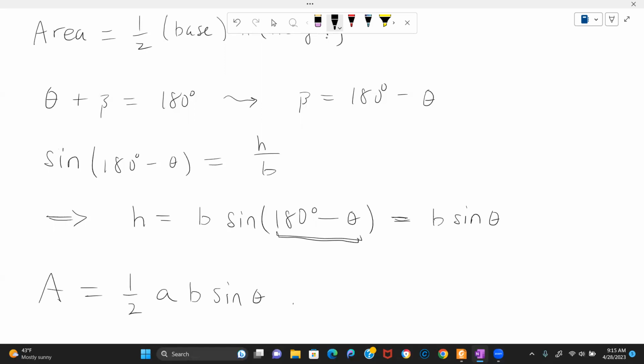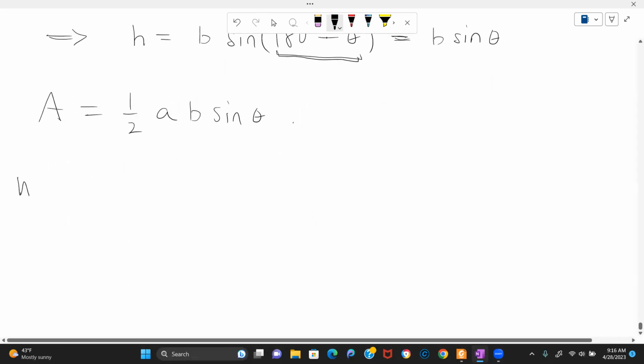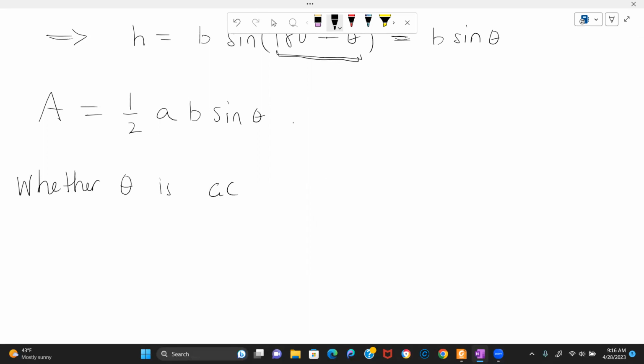So again, we get that the area can be expressed using the same formula. So in other words, the conclusion is that whether theta is acute or obtuse, the area is always given by 1/2 AB times sine theta, which is kind of nice actually, because you would say a priori, that is, before you actually go through the proof. A priori means prior to experience. A priori, there's no reason to think that the formula is going to be the same, whether theta is acute or obtuse. You know, you have these two cases.